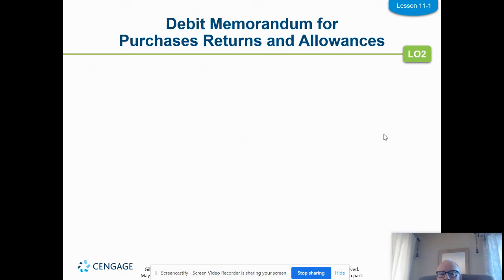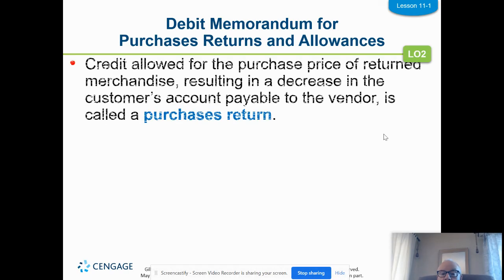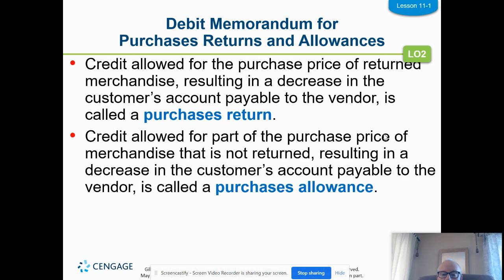That's buying supplies. Well, now we're going to record what happens when we return something. Credit allowed for the purchase price of return merchandise resulting in a decrease with that particular vendor is a purchase as return. All right. Credit allowed for part of the purchase price of merchandise that is not returned, resulting in a decrease in the customer's accounts payable. It's called a purchases allowance.